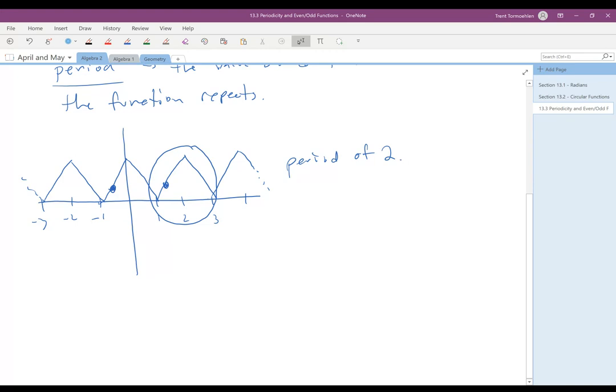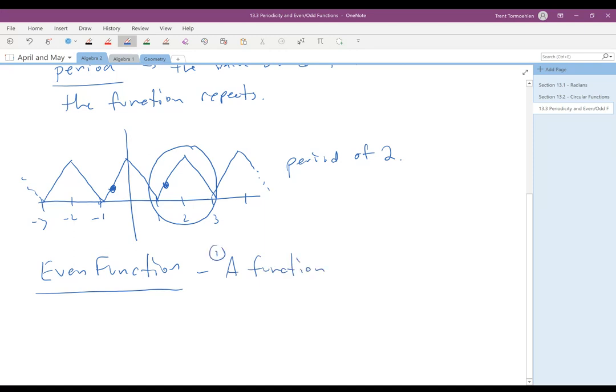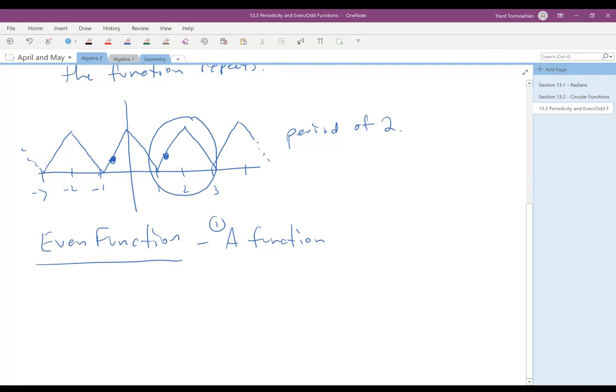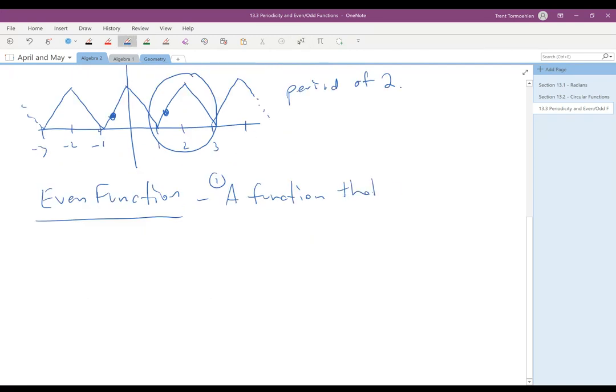And we have a name specific for that, and the specific name for that is an even function. And an even function has a graphical definition. So they're going to have two different definitions to this. The first is graphical: a function that is symmetric about the y-axis.